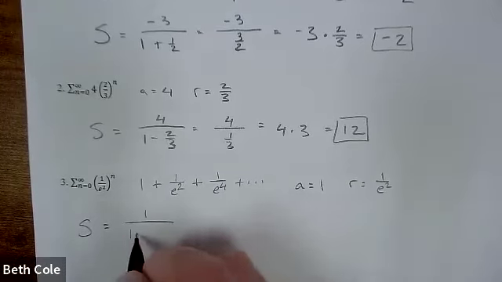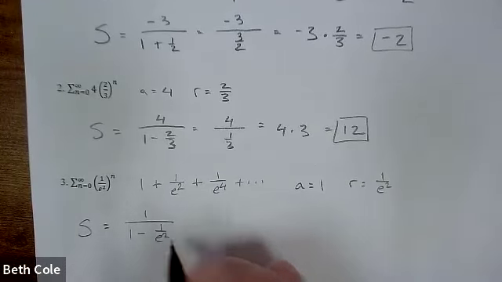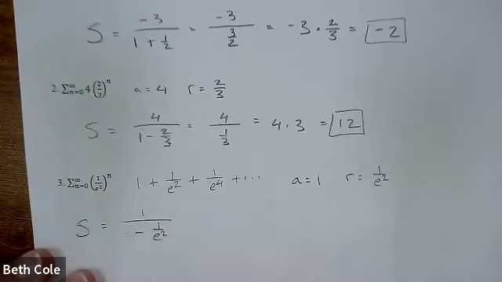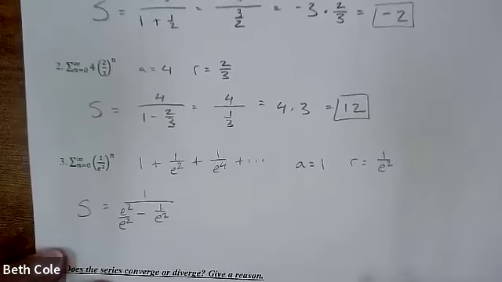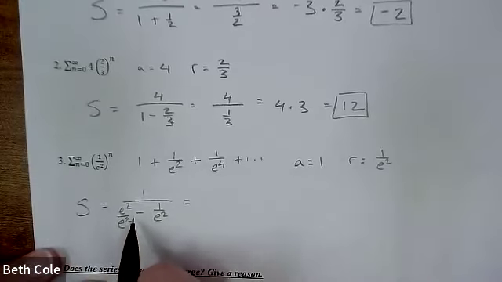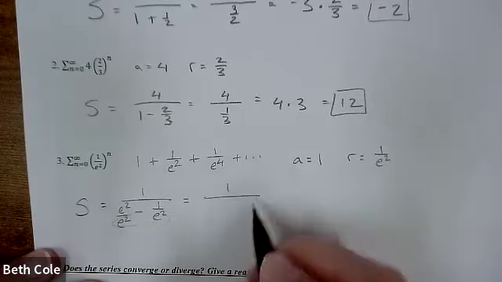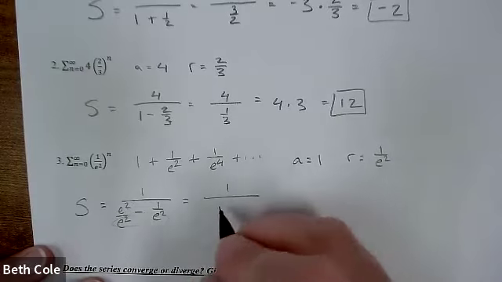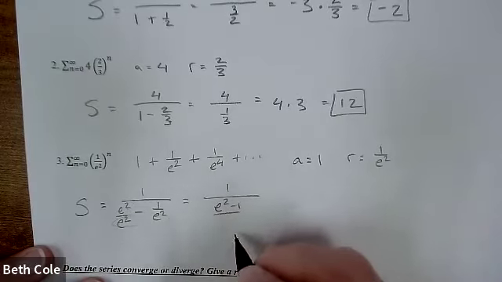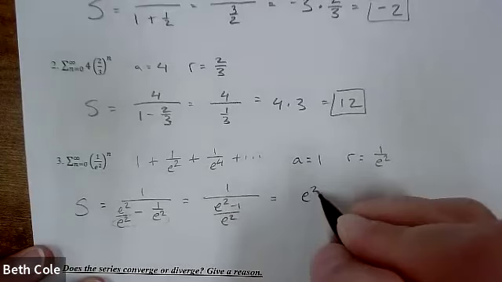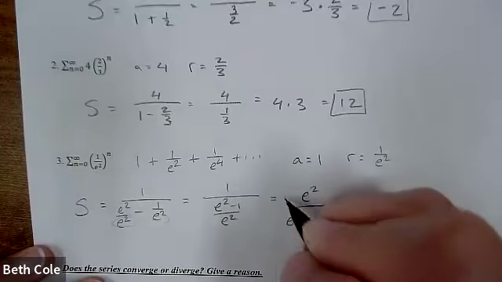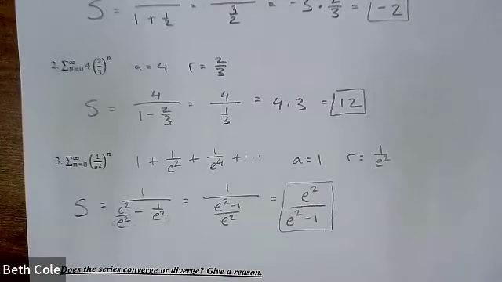So it is a over 1 minus r. I'm going to erase this 1 and write it as e squared over e squared. 1 is anything over itself. This way I have a common denominator here. And so this is going to be e squared minus 1 over my common denominator. And basically I'm just going to reciprocate that. So e squared over e squared minus 1.